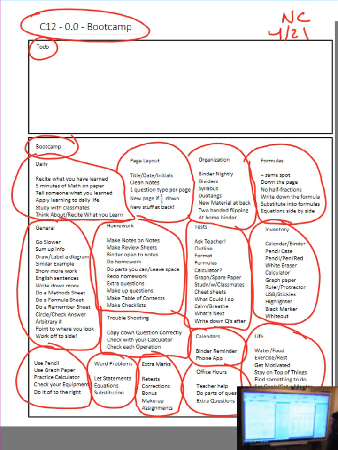Follow through. Really try and tell yourself, I'm going to do something. I'm going to organize my binder every Sunday night. Write it down on your to-do list and put a star beside it and write it on your wall. And then try and do it and make sure that you do it.